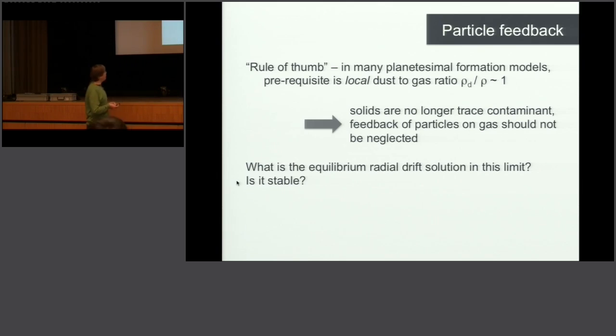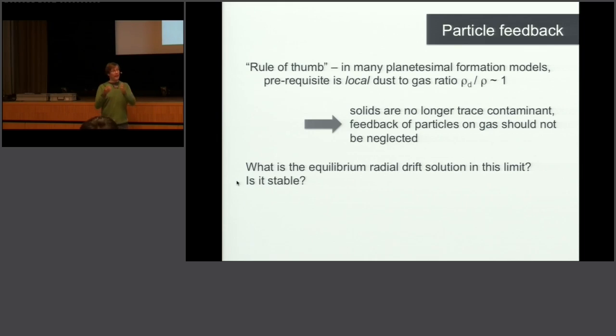Now, if you get to a point where the local density of the solids is equal to the local density of the gas, then the idea that the gas disk is, if you like, a passive background that doesn't really care about what the solids are doing clearly breaks down. At that point, there's as much mass in solids in each volume as there is gas. And so really, the solids and the gas have to be treated on an equal footing.